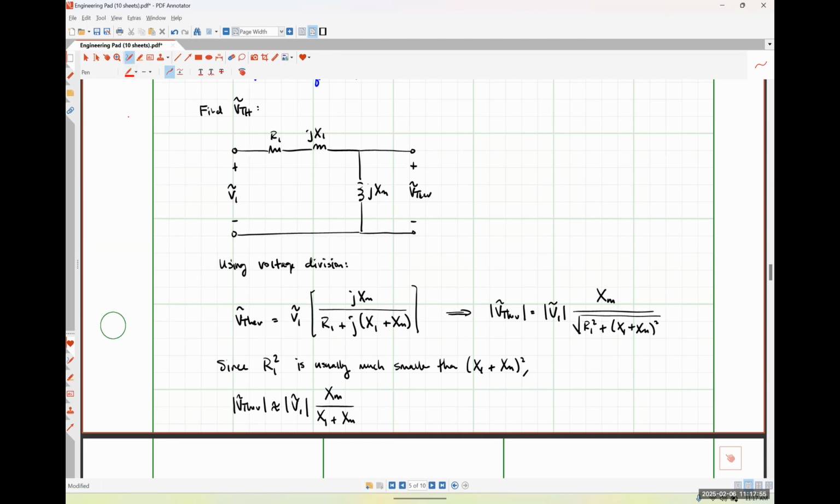I'm going to put a note here so that when you do your homeworks and things like that, I'm just going to say specifically this approximation is valid only when R1 squared is much less than X1 plus XM squared. So you know whether or not to use it.